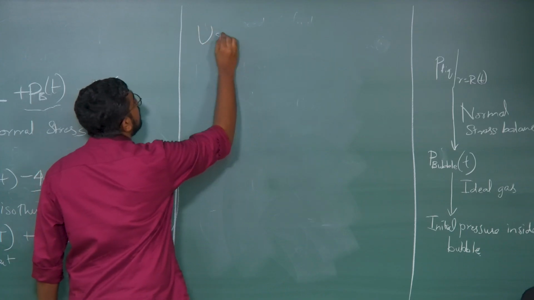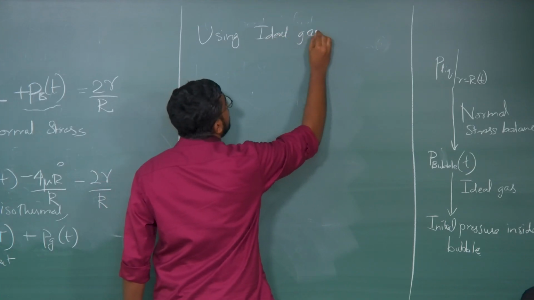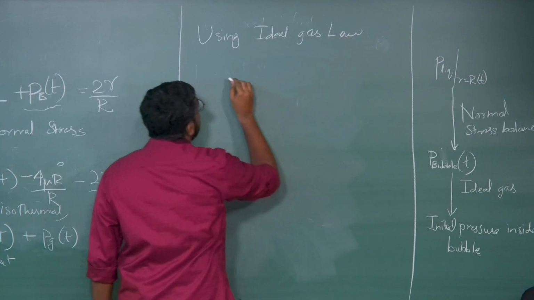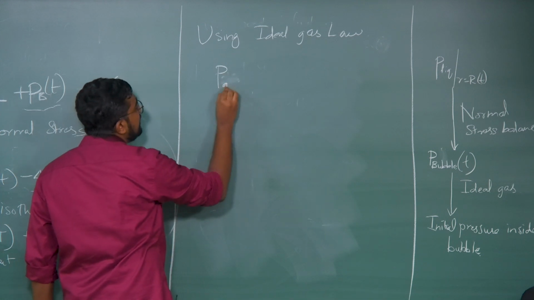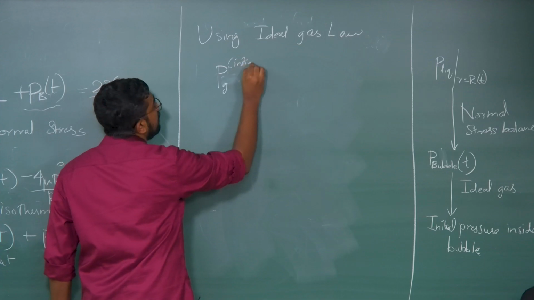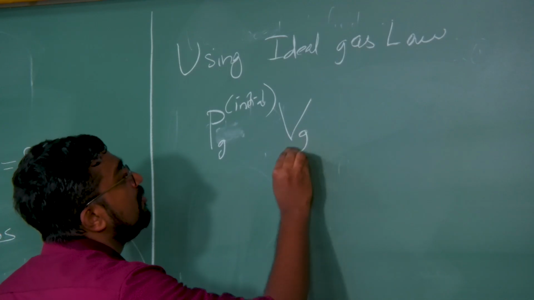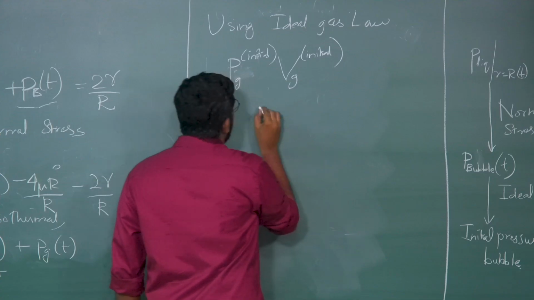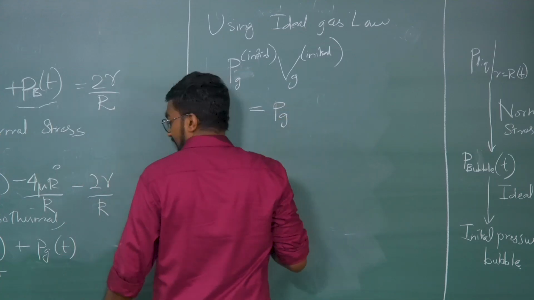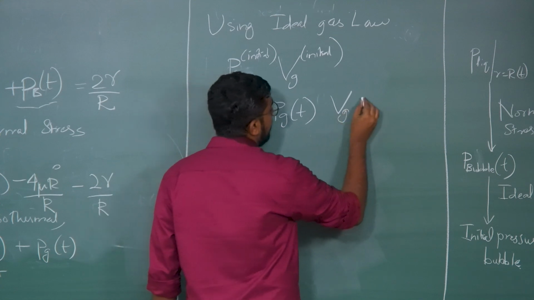So, using the ideal gas law, the initial pressure, okay, I should write it as Pg initial, into the initial volume of gas inside the bubble, which I will call V initial, is equal to P gas at any given time, this one, into the volume of gas at any given time. Okay.